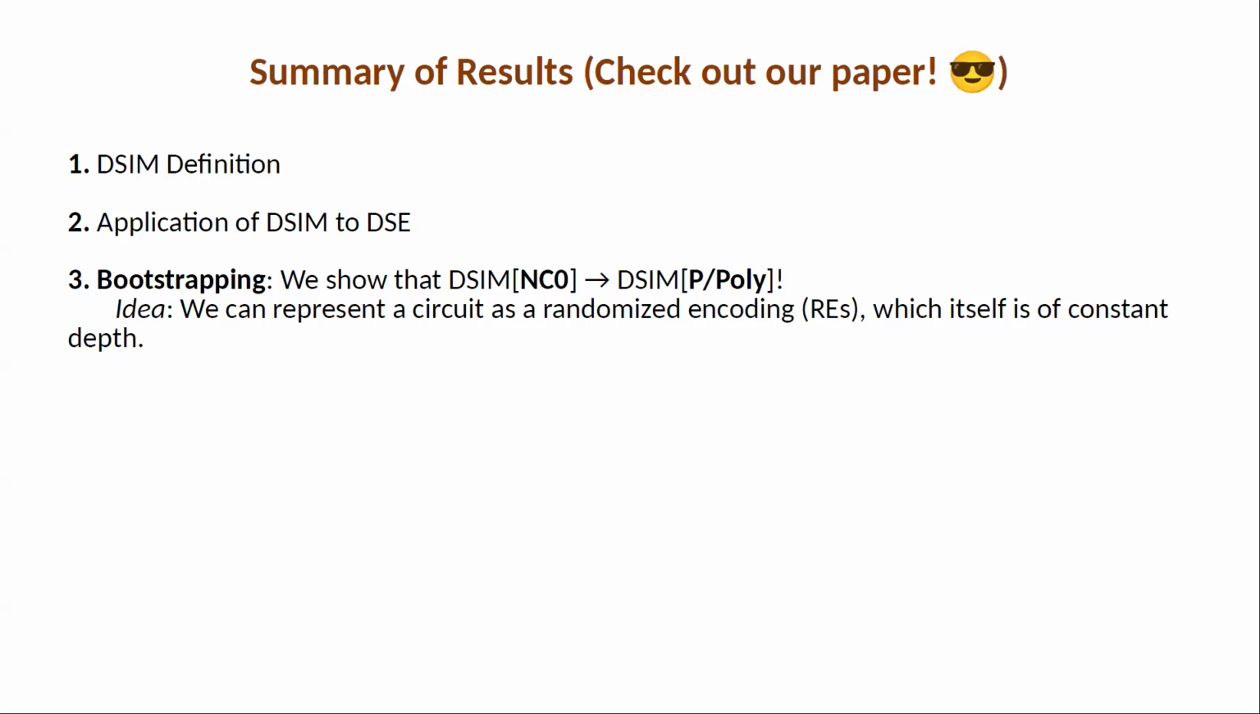So you take the circuit, you represent it as a randomized encoding, and that thing is in constant depth. You garble that instance. But you need to reduce to the security of the randomized encoding, and DSIM is perfect for that because you can hide whatever secret information or randomness was used in generating the randomized encoding.